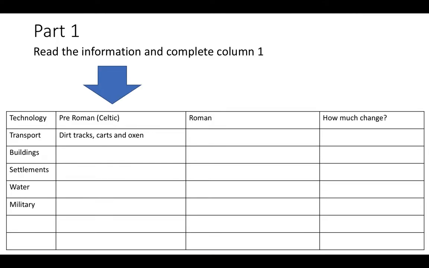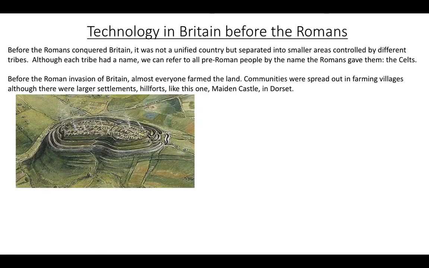So we're going to read the information. The information is available on Teams. It's also going to be available on the screen. And you are going to fill in the information about what life was like before the Romans in terms of transport, buildings, settlement, where they got their water from, and finally their military. So let's have a look at what life was like before the Romans.